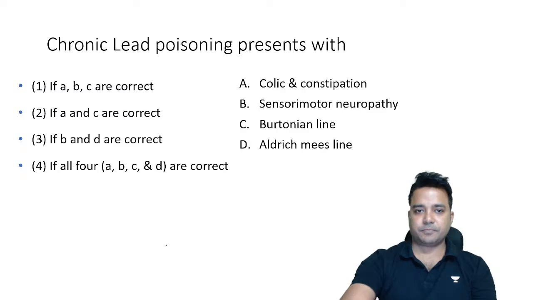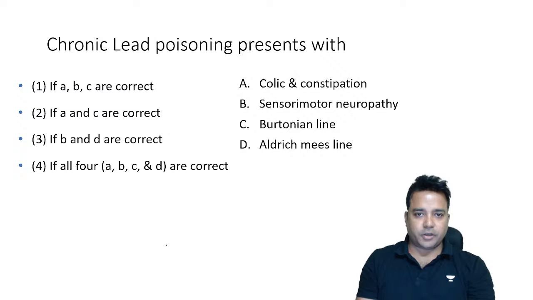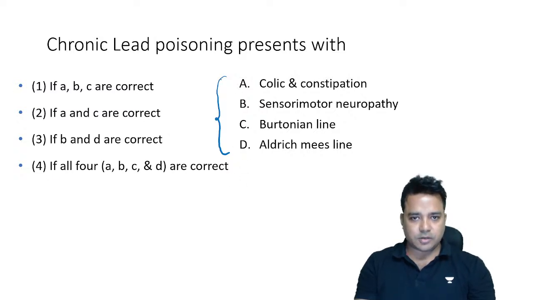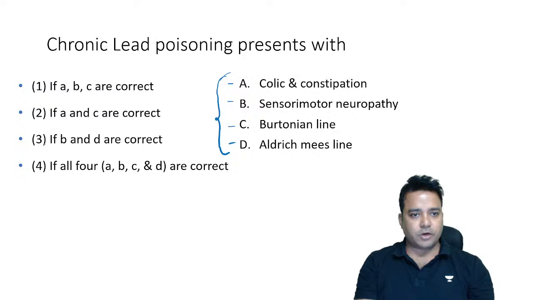Chalo shuru karte hain. Let us start with question number 1. Chronic lead poisoning presents with which of the following? You have to pick your answers from among these options A, B, C, and D, and then you have to put your answers from 1, 2, 3, and 4. Which all alphabetical presentations will be seen in chronic lead poisoning? Pick your correct answer out of 1, 2, 3, and 4.